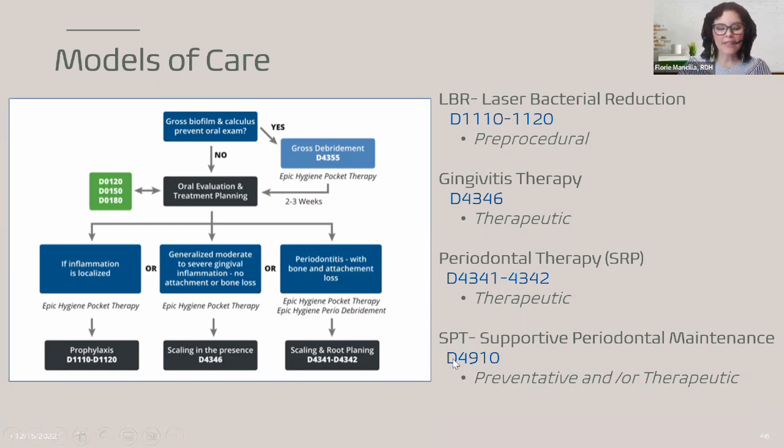So for our models of care in dental, we are using the laser for laser bacterial reduction. You can use it before or after a prophy, depending on how you want to incorporate it. I have some clinicians that use it both before and after. You can use it in a therapeutic manner when you are performing a prophylaxis or working on gingivitis cases. With our periodontal therapy cases, it's going to provide more therapeutic or debridement effects, depending on what you want to see for those cases.